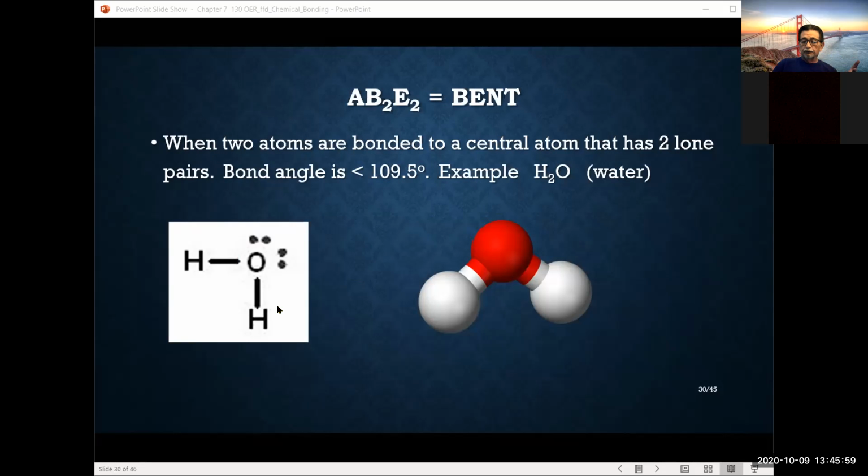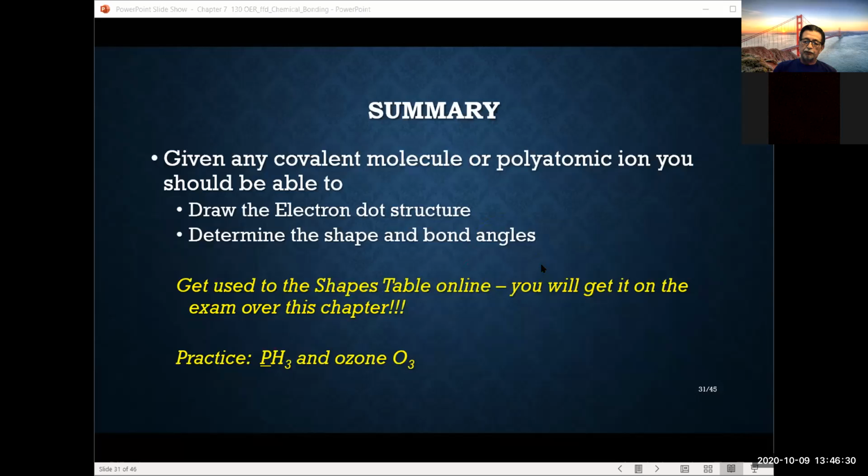And then we have an example here for a bent configuration, the AB2E2. Classic example is water, where oxygen has two lone pairs. So that bond angle, it says less than 109, should be much less than 109 because those two lone pairs on the oxygen really take up a lot of space. And hence water is extremely polar. Very polar.